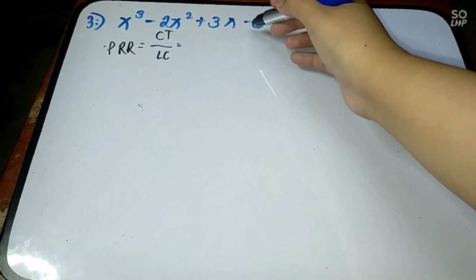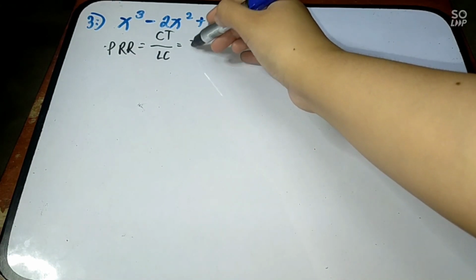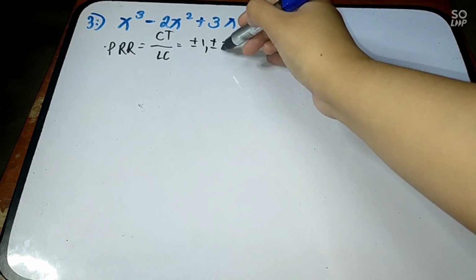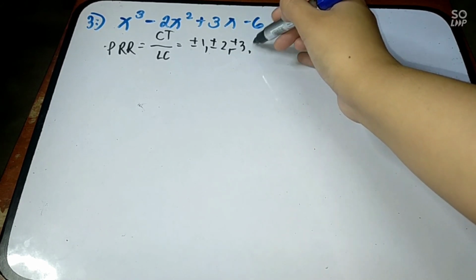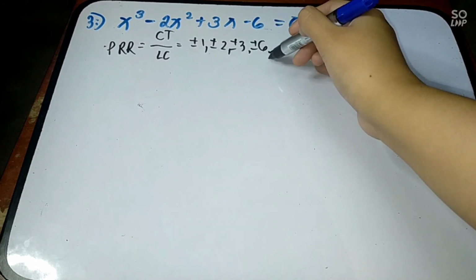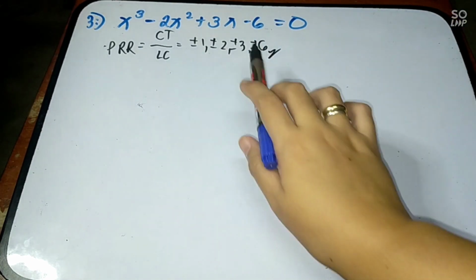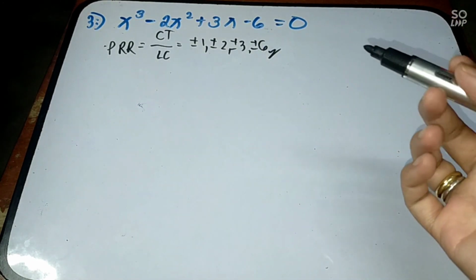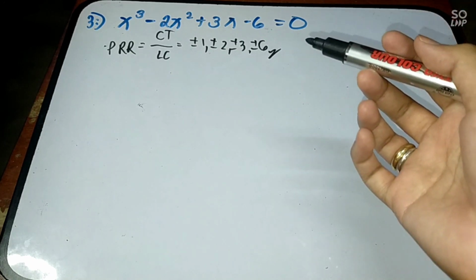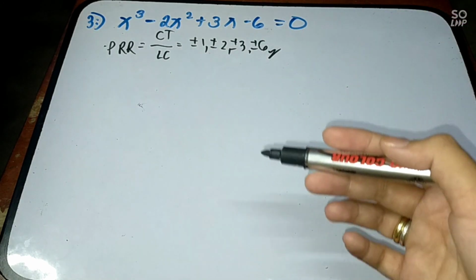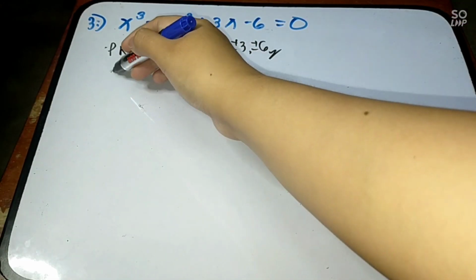So, what are the factors of 6? We have positive and negative 1, positive and negative 2, positive and negative 3, and then positive and negative 6. So now, pick one from there. Ano ba yung pwede natin diyang piliin as your possible roots? Let us try positive 2.